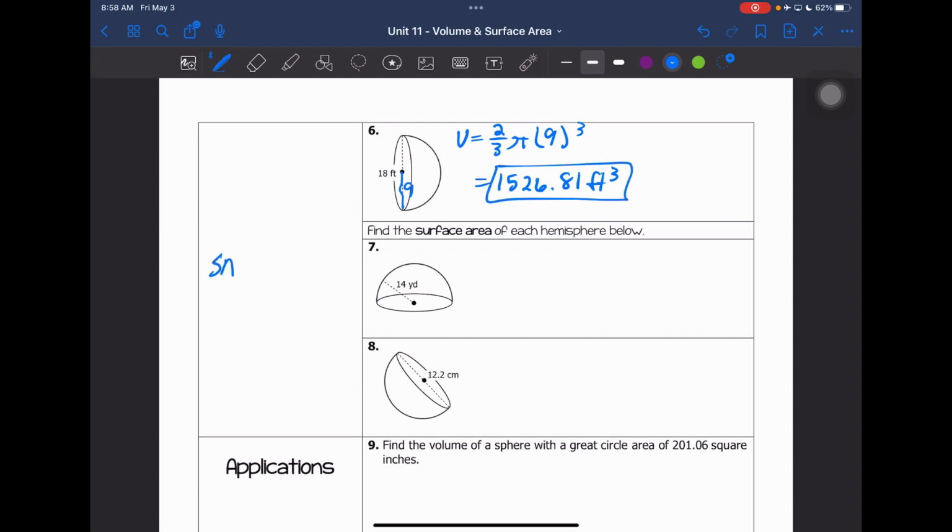I'll rewrite this formula for surface area over here. It was 3 pi r squared. So for number 7, it's really straightforward. We would just do 3 pi times 14 squared, and then type that into the calculator. You end up with 1,847.26 yards squared.